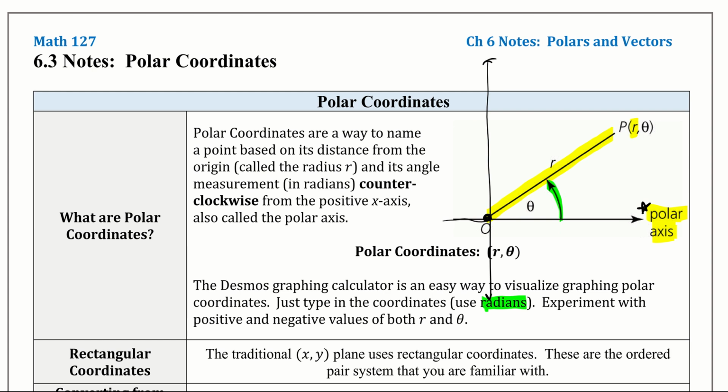Rectangular coordinates are the coordinates that you're used to, the x, y coordinate planes, where x tells you how far you're moving from the origin horizontally, and y tells you how far vertically. Again, those would pair together to give you a point, just like the polar coordinates pair together to give you a point as well. Just a different measuring system.